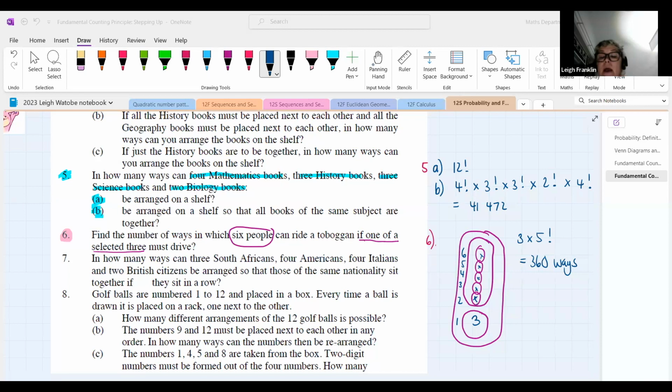No, because there's only 3 ways in which you can fill the driver's seat. When the driver's seat is filled by one of those 3 people, you've got 5 people waiting to fill the remaining seats. There are 5 seats left over and 5 people, so they can be filled in 5 factorial ways. That's the idea. Are we all right with this question?